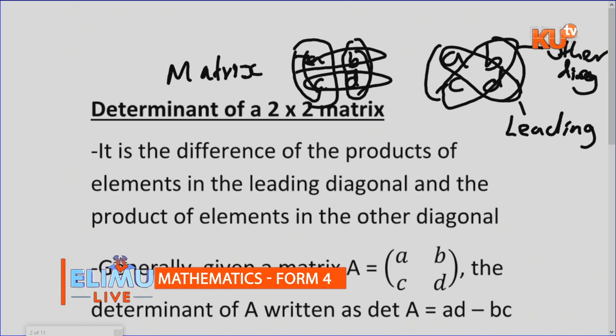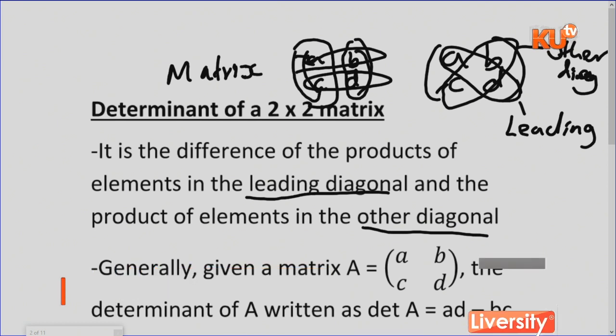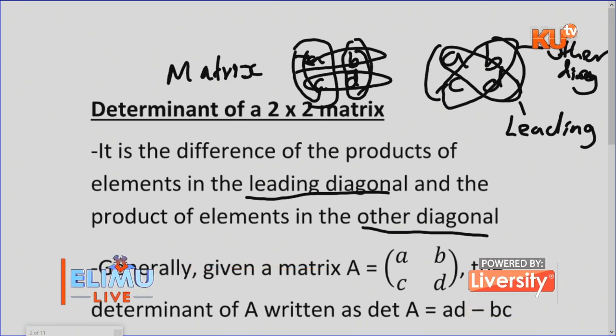And that is why now, in our today's lesson, we want to analyze the determinant of a 2 by 2 matrix. Simply, the order of the matrices whose determinant we want to look at is 2 by 2. So how do we determine the determinant? In short, we are saying that the determinant is simply the difference of the products of elements in the leading diagonal and the products of elements in the other diagonal. So meaning, as I've shown you before, we are going to get the product of elements in the leading diagonal. We subtract the product of elements in the other diagonal.